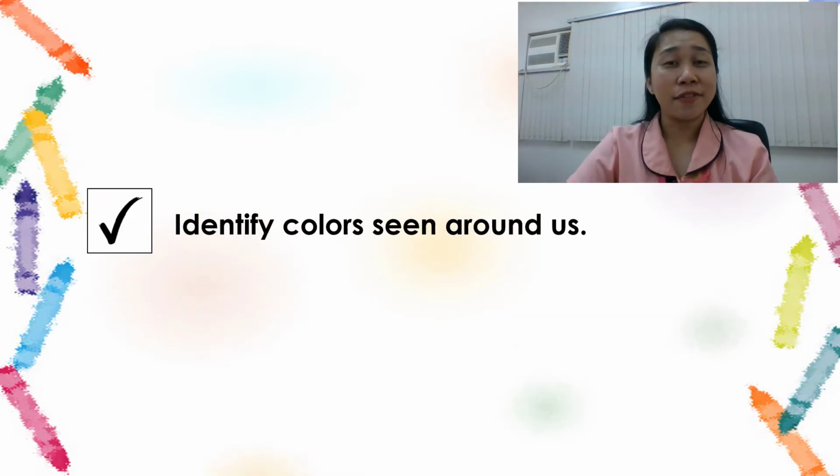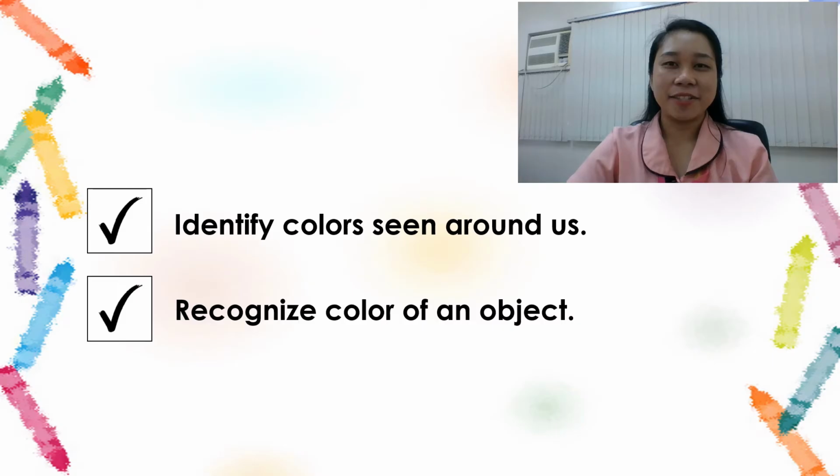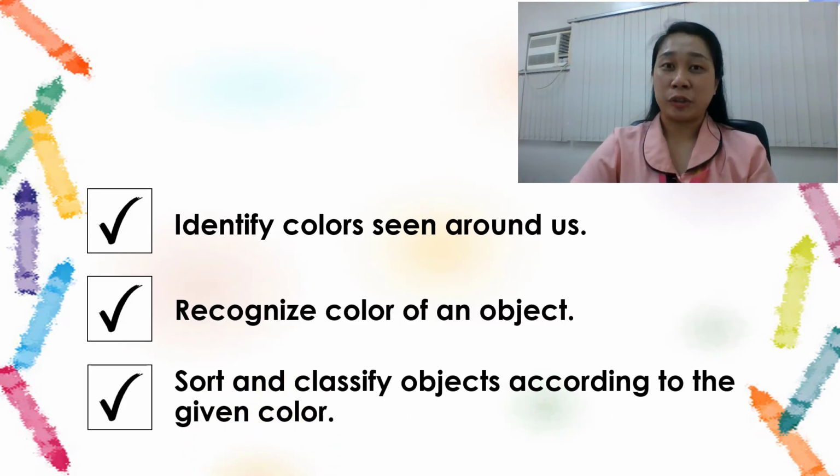Alright, I hope you liked the song. For today's objectives, there are three things to remember. First, identify colors seen around us. Second, recognize color of an object. And third, sort and classify objects according to the given color.